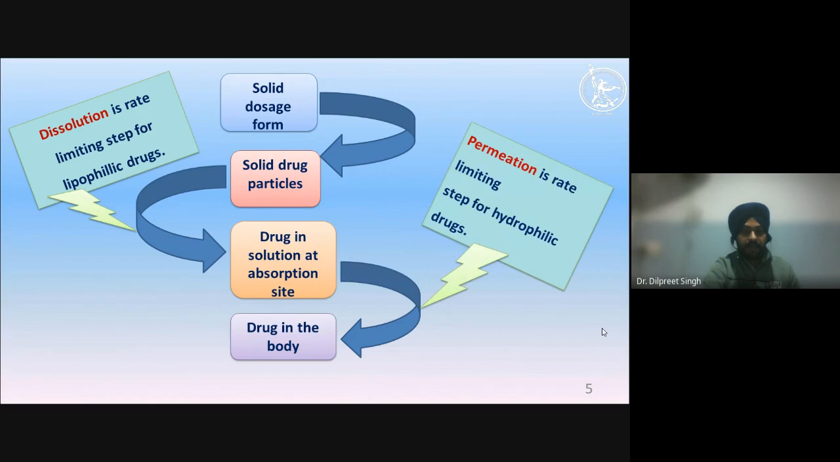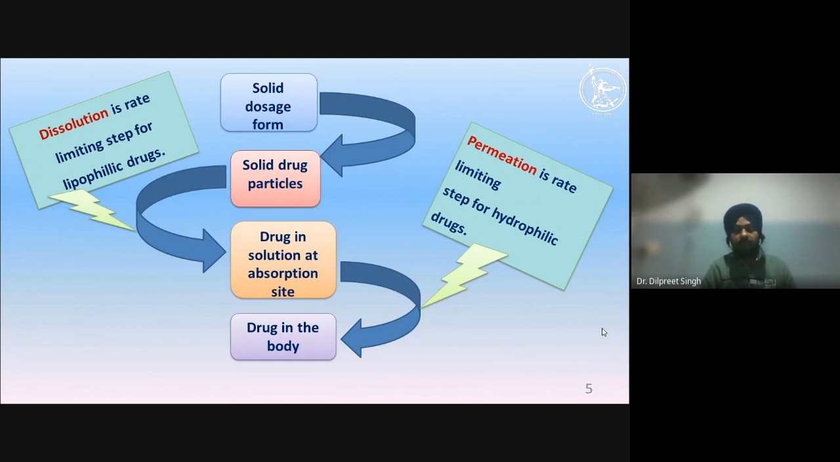So when the drug is in solution form, it is distributed in the body in different tissue compartments. Regarding the distribution of the drug in a particular tissue compartment, permeation is the rate limiting step for hydrophilic drugs. For hydrophilic drugs, permeation is quite rapid. Rapid permeation influences first pass metabolism, and the drug is rapidly cleared from the tissue compartment and then excreted from the body rapidly. So it also creates an erratic bioavailability problem.